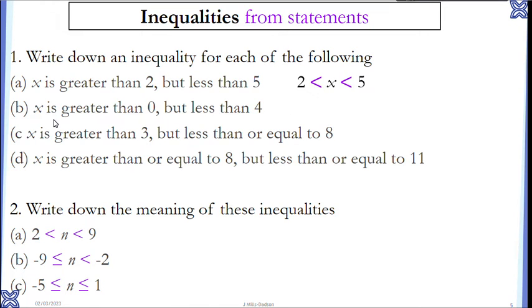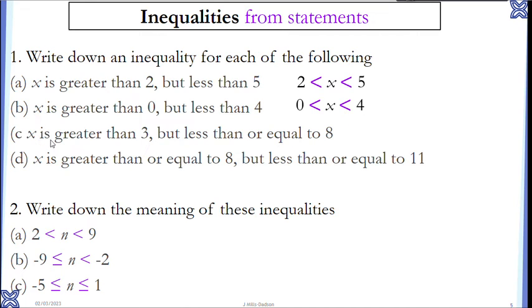Now let's look at the second one. X is greater than 0 but less than 4. So no equal sign mentioned. 0 is smaller and 4 is bigger. So you put them in the right place, and as I said, you put X in the middle and put your single sign there.